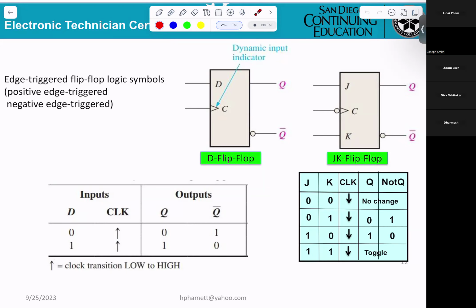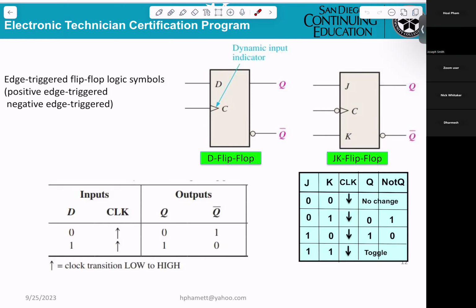Anyway, last time we already started with the flip-flop. That's very important for a technician. And we already talked about the D flip-flop and the JK flip-flop. Mr. Pham, are you recording? Yeah, I already recorded.